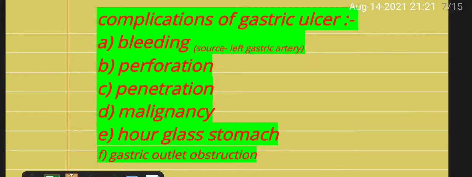Furthermore, malignancy can be seen because it is pre-malignant, and due to the healed ulcer, fibrosis of the ulcer occurs, which leads to gastric outlet obstruction, which is also known as teapot stomach.